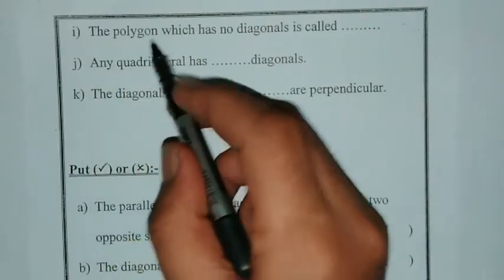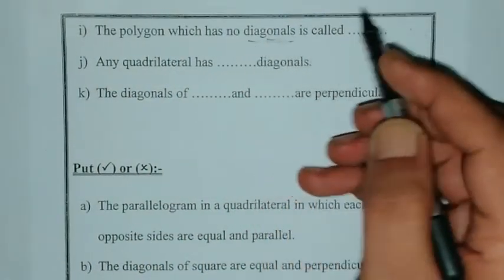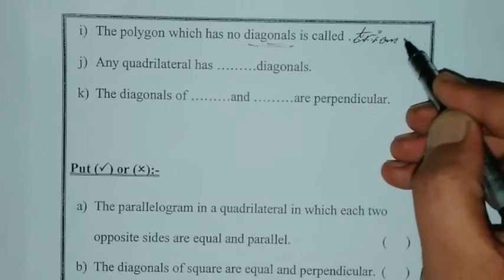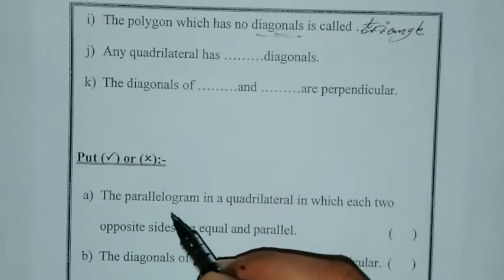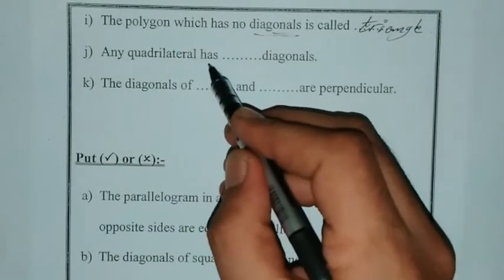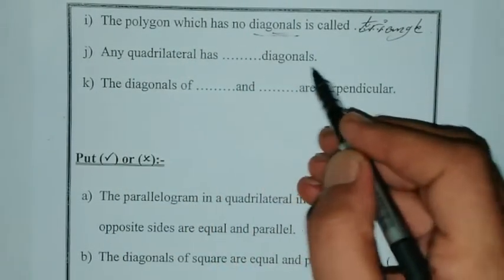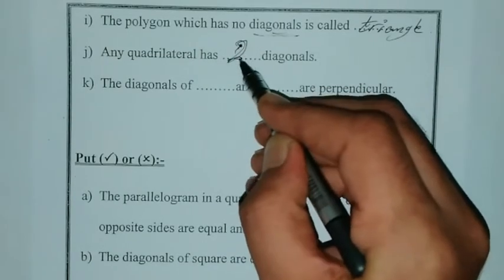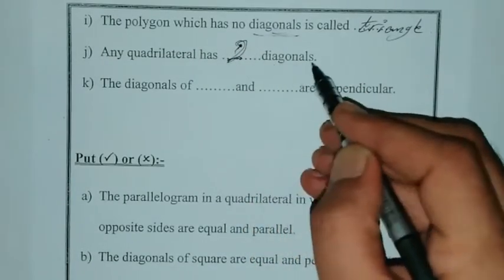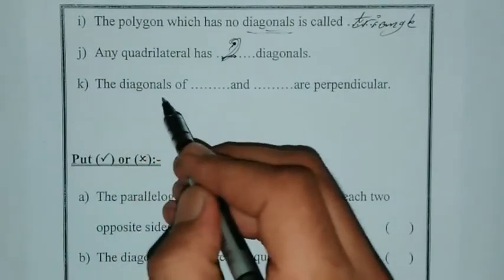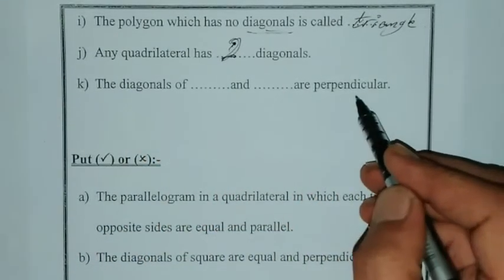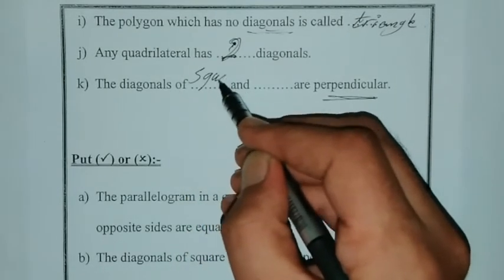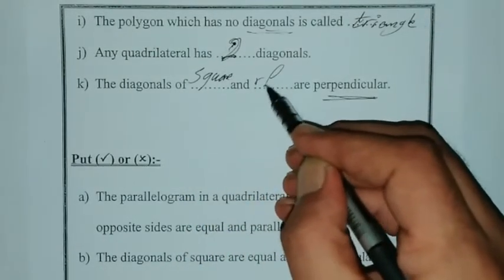The polygon which has no diagonals is called triangle. Any quad has how many diagonals? Two diagonals. And has 4 sides. The diagonals of what and what are perpendicular? Square, rhombus.